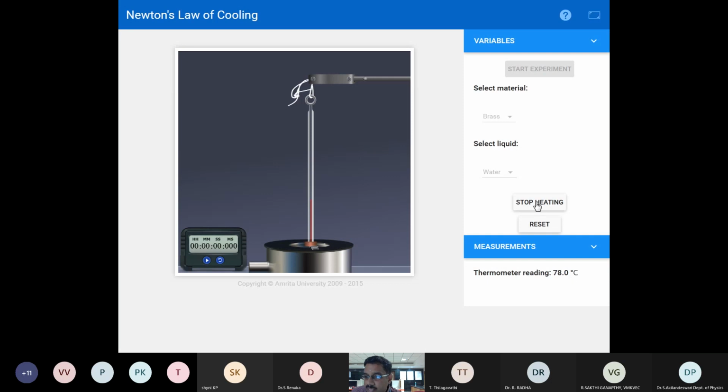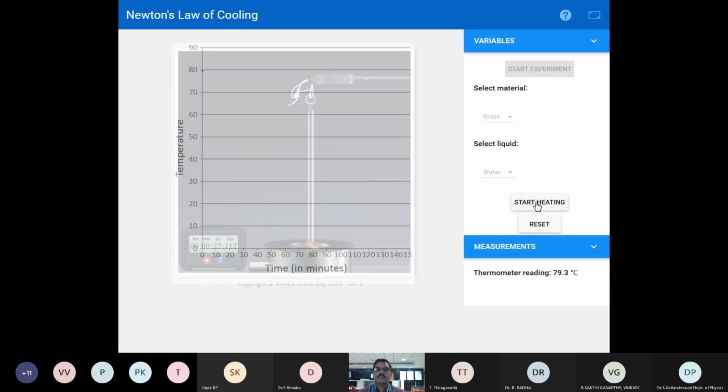So I will stop at 80. At 80 degrees Celsius, I am stopping. So how much time does it take to reach 75? It is 2.53 seconds.